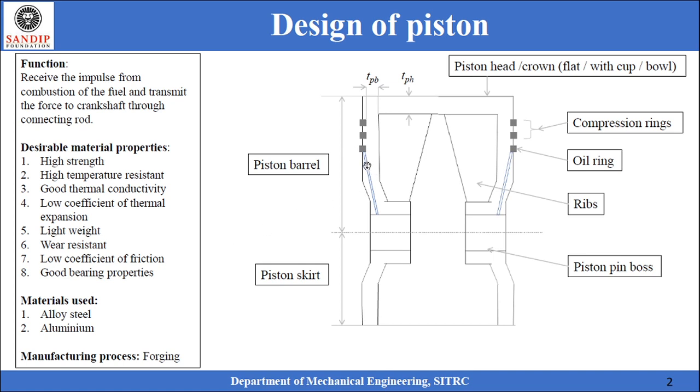Due to the presence of the piston ring, the upper portion of the piston will seldom be in contact with the cylinder. However, the bottom portion of the piston might touch the cylinder walls, and therefore the piston material should be wear resistant. It should have low coefficient of friction and good bearing properties. Therefore, the most popular materials used for the piston are either alloy steel or aluminum. And looking into this strength requirement and ease of manufacturing, the process used for the manufacturing of the piston is forging.